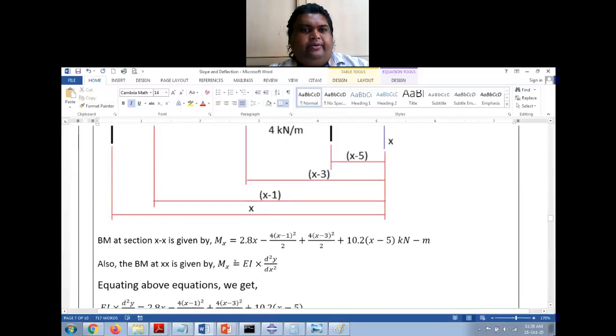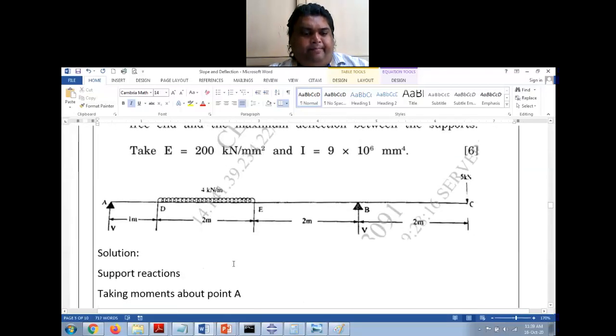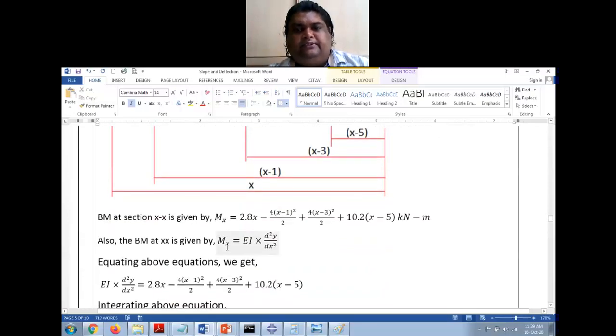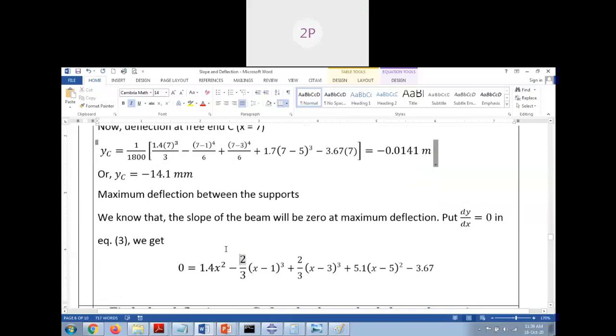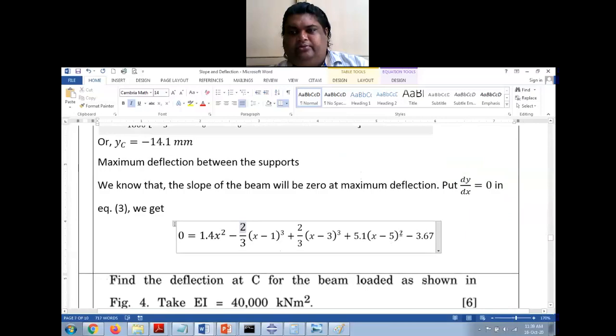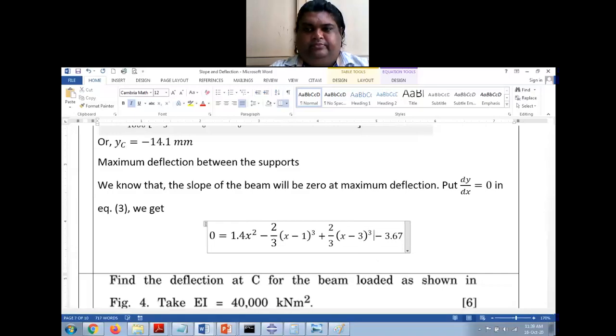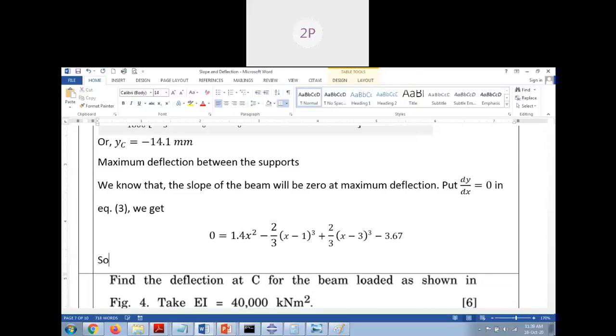How much did you say? 1.89. Okay, I'm getting the same, 1.89. Sir, we have to neglect that term now. Yes, you have to neglect this term. Yes, sir, then we are getting 1.89. Yeah. So solving like this, x is equal to 1.89 meter.